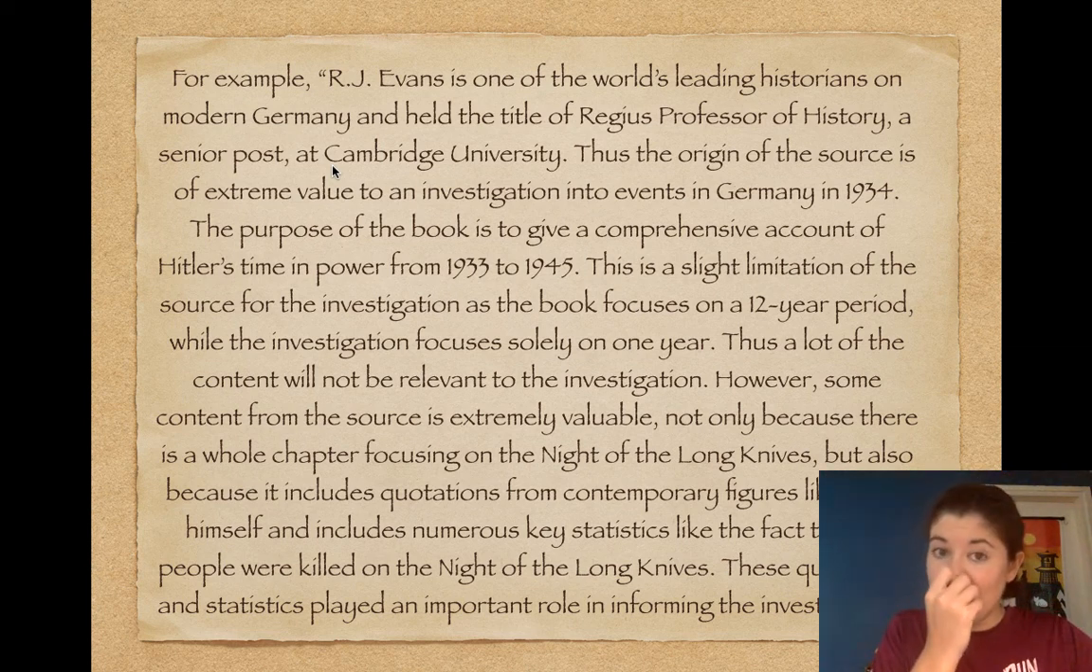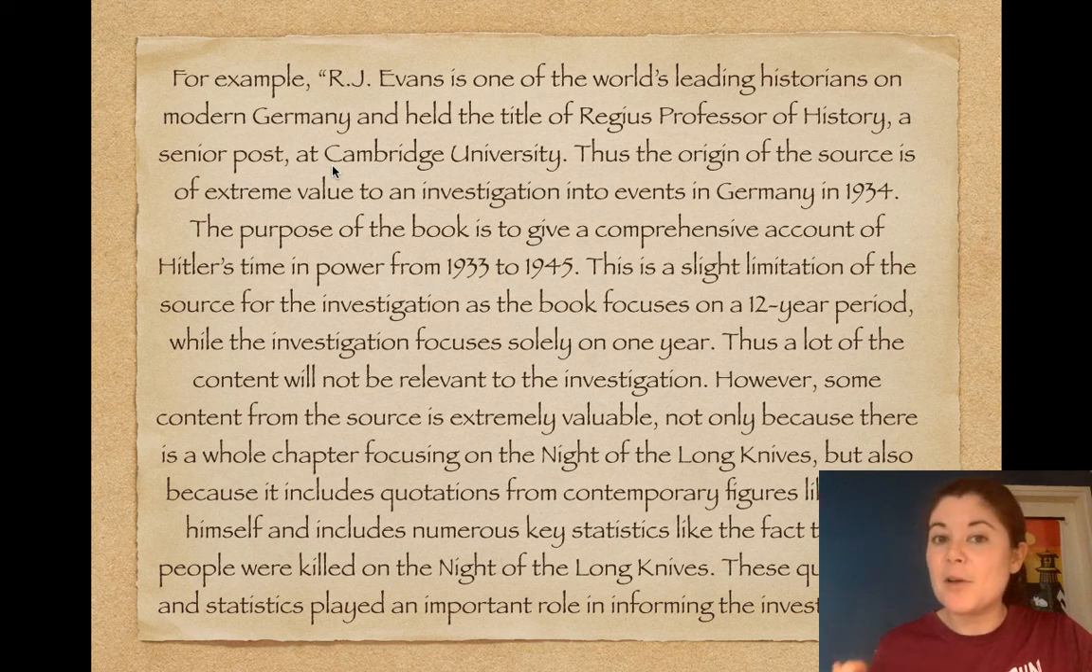These quotations and statistics played an important role in informing the investigation. You can see there that values and limitations have both been discussed, and reference has been made to the origin, the purpose, and the content of the source. So it is ticking all of the boxes. It's obviously more substantial than what was written for the first and second things you have to do, because there's more to say. But it's not overly lengthy, it's very concise. If you put all of these together, it comes to just under 250 words, which is exactly the amount you're aiming at for discussing one of your sources for section 1.